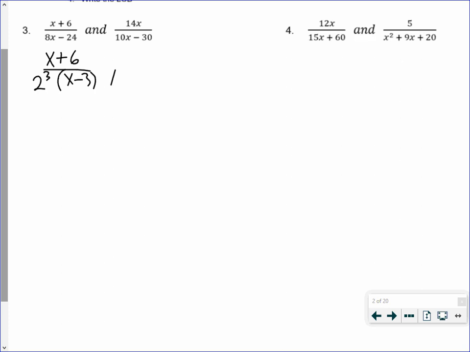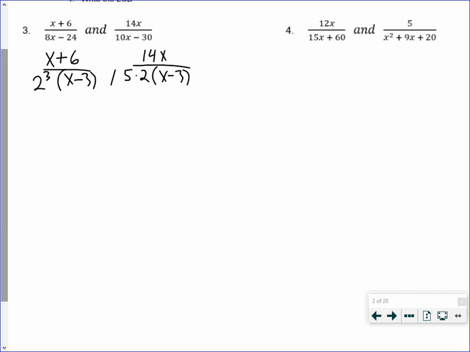And then for the second fraction, we have 14x all over 10x minus 30. That 10x minus 30, we can factor out a 10. And when we do, we're left with x minus 3. And that 10 has a prime factorization of 5 times 2.